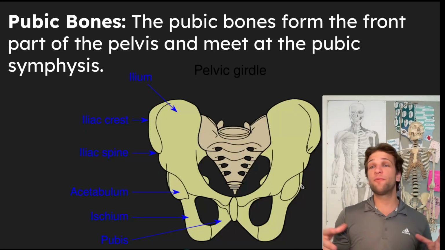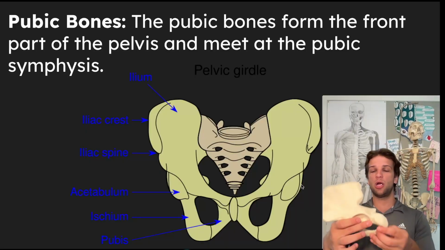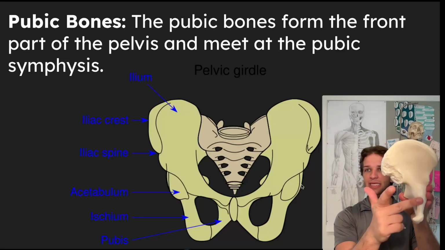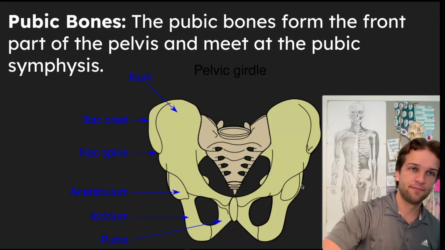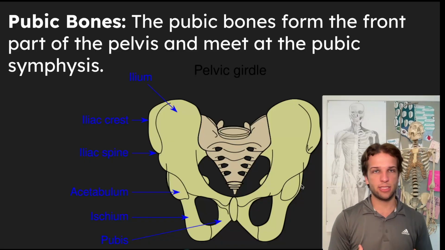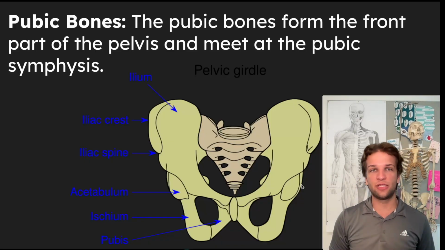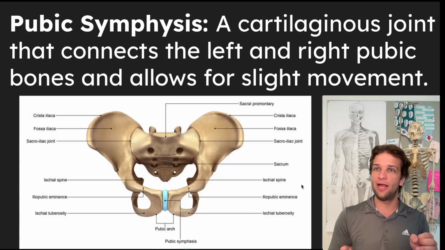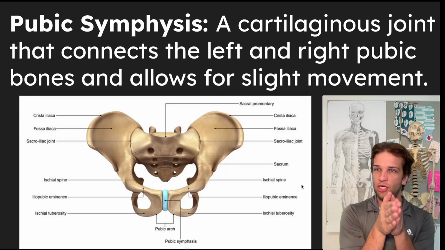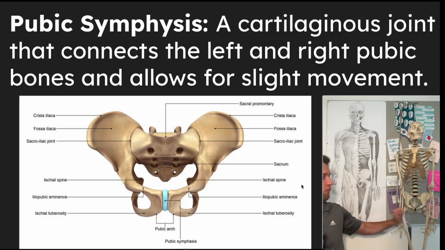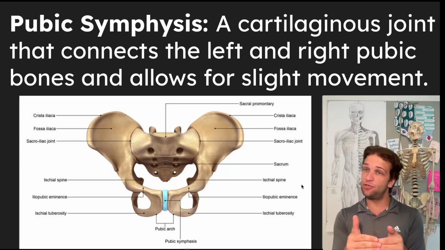Right? Then we have the pubic bones. Those are the lowest part down here. Those are these intersection, closest towards the front of the pelvic girdle. And those will connect the two coxal bones together at the pubic symphysis. So this is a little bit of cartilage right in the middle of where the two bones connect to each other.